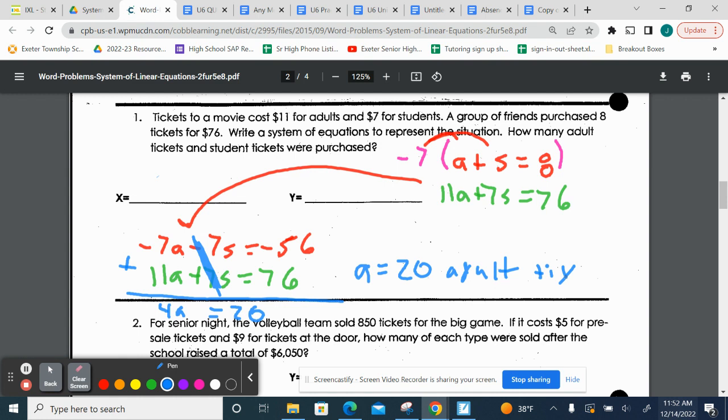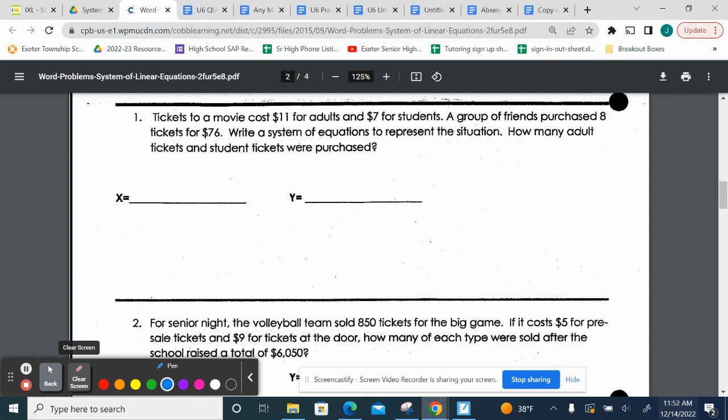Oh, wait. Sorry, folks. What the heck am I doing? How about I actually remember to divide, right? 20 divided by 4 is 5. That's fantastic. A equals 5 adult tickets.